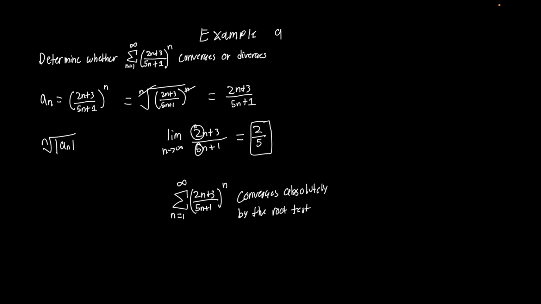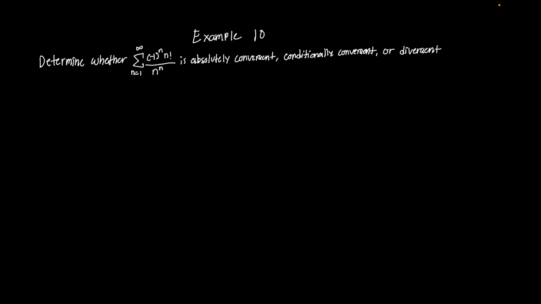So now we're going to move on to our last example, by far the hardest example. So we prepared. Determine whether the series (-1)^n times n factorial over n to the power of n is absolutely convergent, conditionally convergent, or divergent. I don't think you'll see this on a test. This might be a bonus problem, but actually I don't think it's too bad. You might see this on a test.